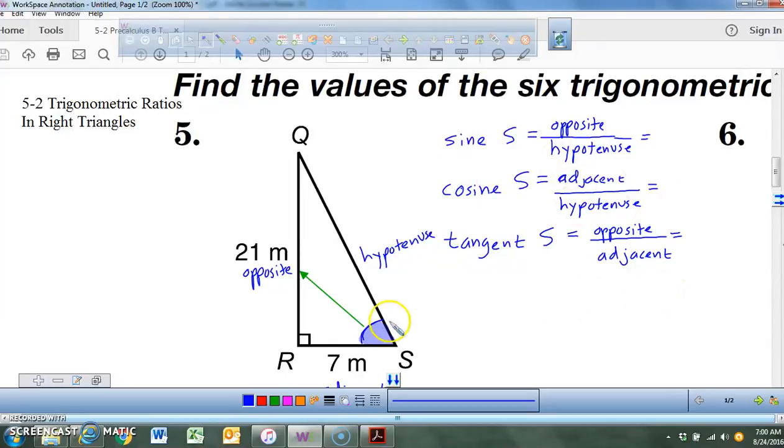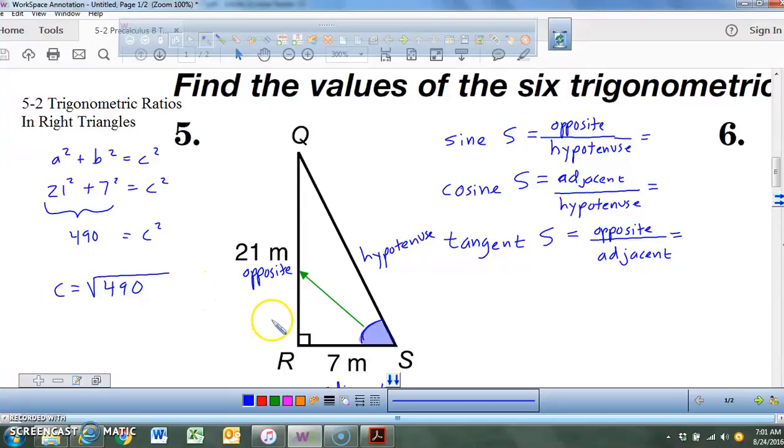Okay? Now in order to find that, we have two sides, but we need to find the longest side. So if we do the Pythagorean theorem, we know the formula, I'm sure you're aware of: a squared plus b squared equals c squared. So we have 21 squared plus 7 squared equals c squared. And the sum of those squares, if you did that, you would get 490. And so c, our hypotenuse, will equal the square root of 490.